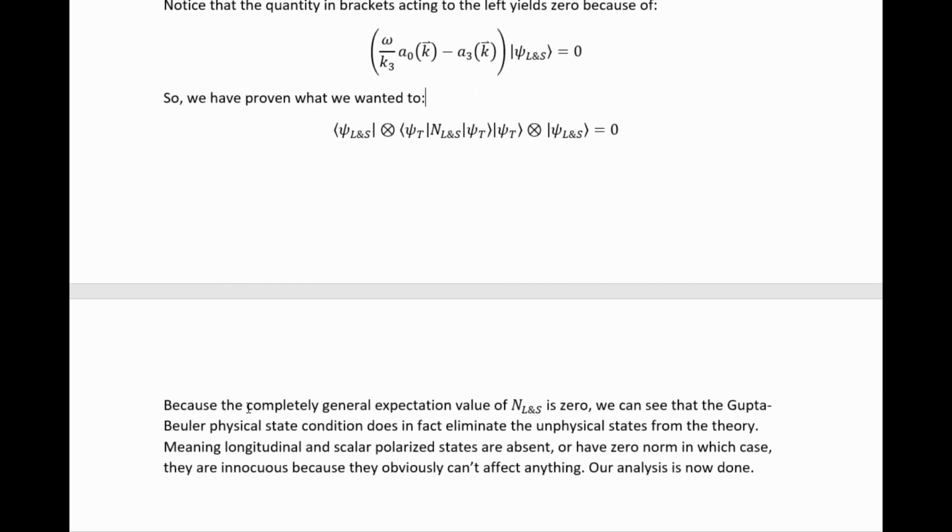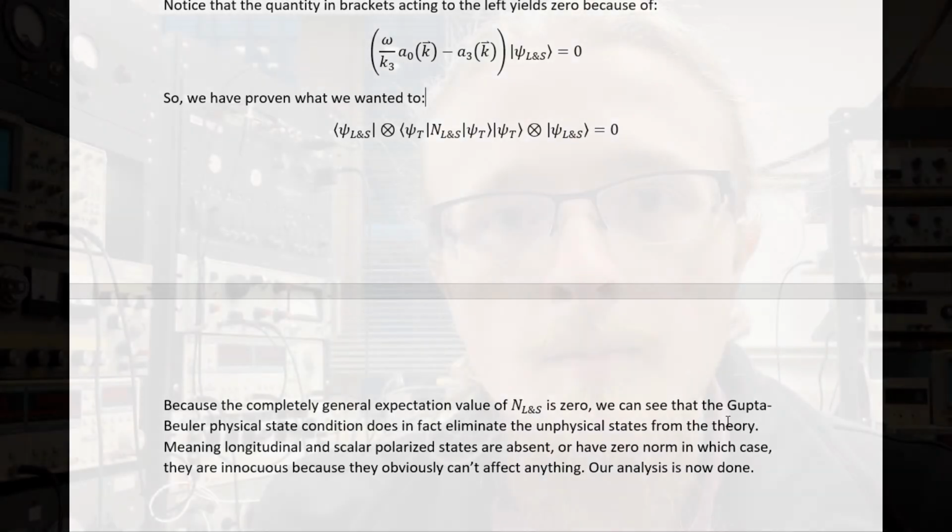Because the completely general expectation value of N_L and S is 0, we can see that the Gupta-Bleuler physical state condition does in fact eliminate the unphysical states from the theory, meaning longitudinal and scalar polarization states are absent or have 0 norm, in which case they're innocuous because they obviously can't affect anything. Therefore, our analysis is done.